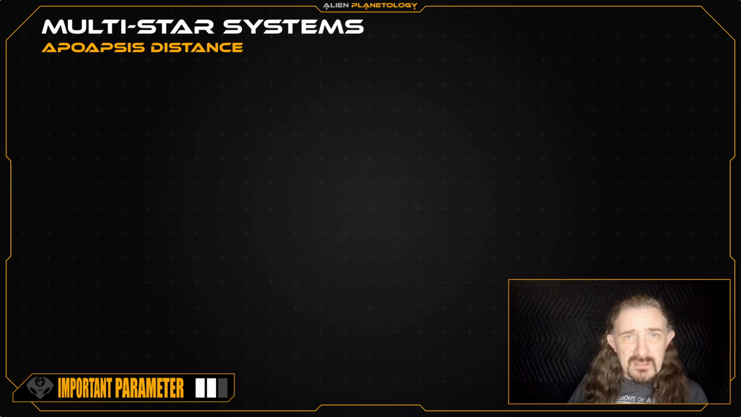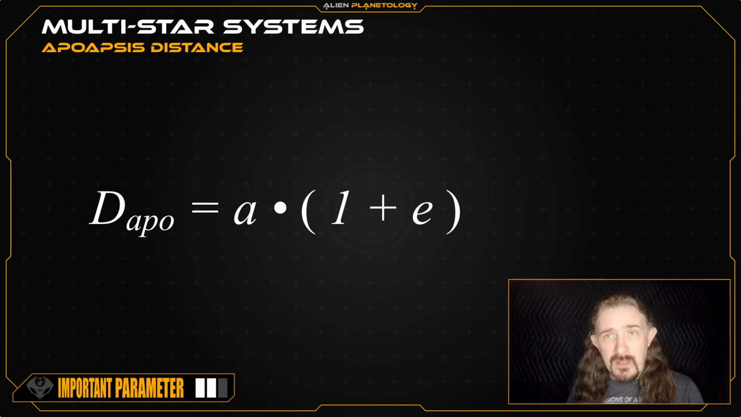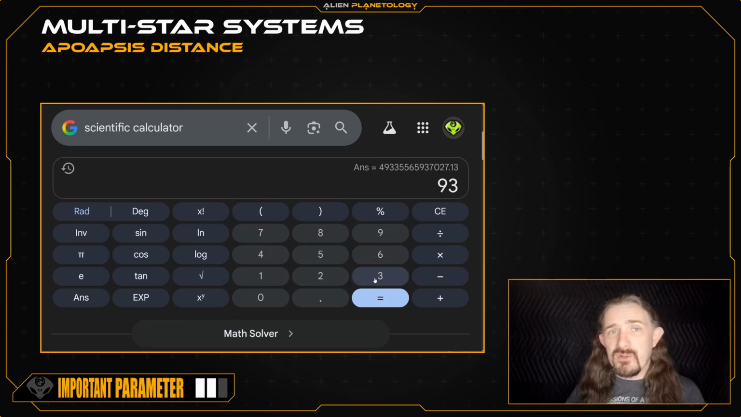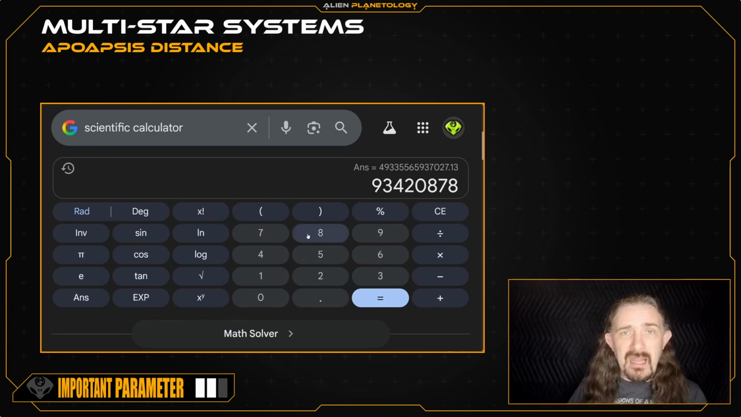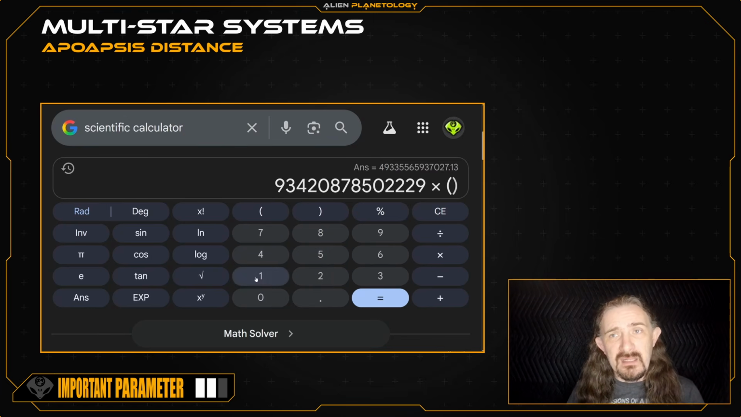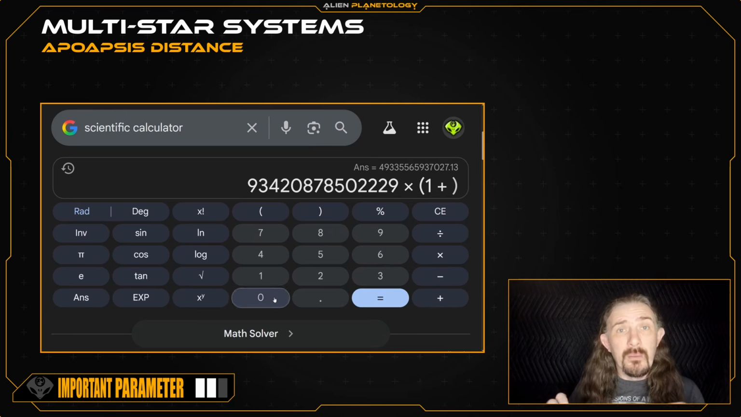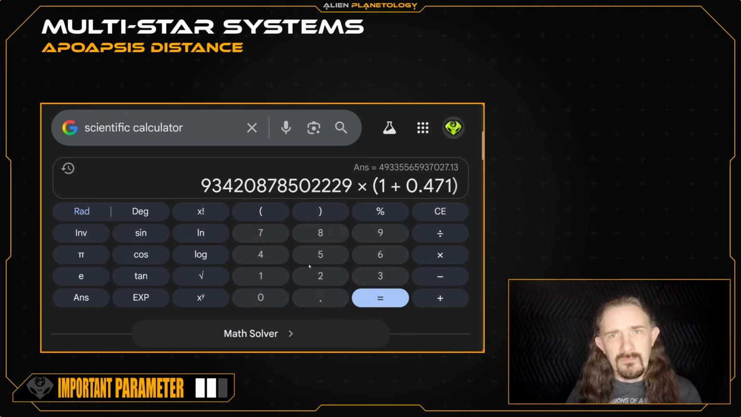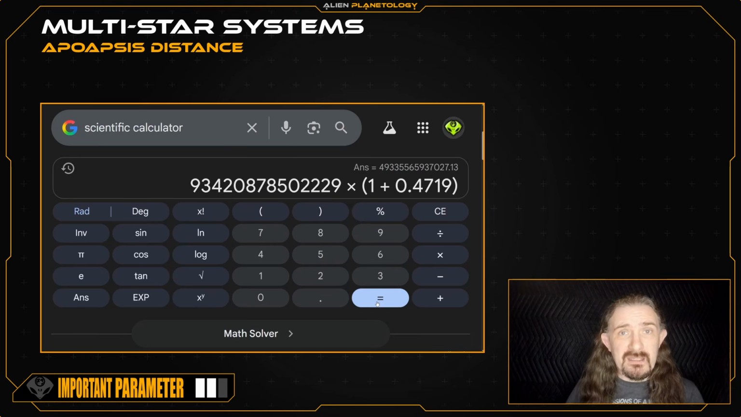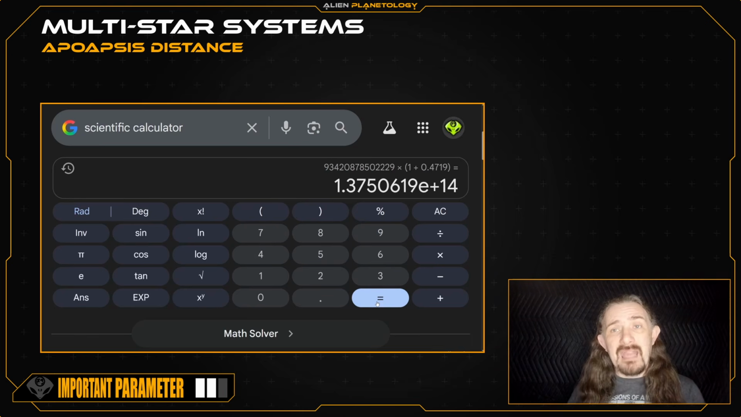For the star's farthest separation, we can use a similar equation, which relates the apoapsis to the semi-major axis multiplied by 1 plus the eccentricity. So just as before, I'm going to start by entering my star's semi-major axis, then multiplying, opening a parentheses, and then this time entering 1 plus the eccentricity value, and then closing the parentheses. Your equation should look something like this. Press equals, and there is the apoapsis distance of our binary system.